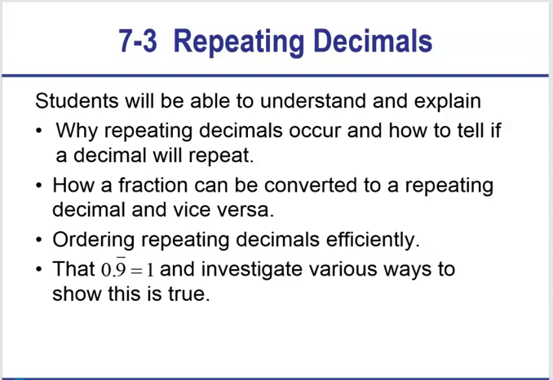So what are we going to do this time? We're going to cover why repeating decimals occur and how to tell if a decimal will repeat, how a fraction can be converted to a repeating decimal and vice versa, ordering repeating decimals efficiently, and that 0.9 repeating, or how do you even say that, right? Because it's not like you can say 9/10, but the decimal 0.9999 going on forever really does equal 1, and investigate various ways to show this is true.